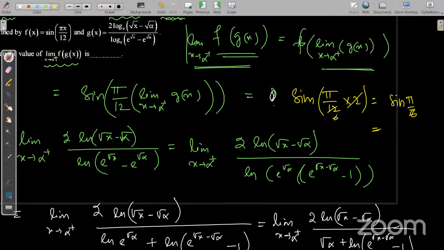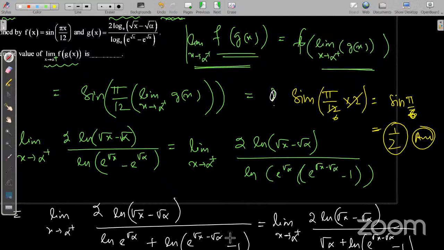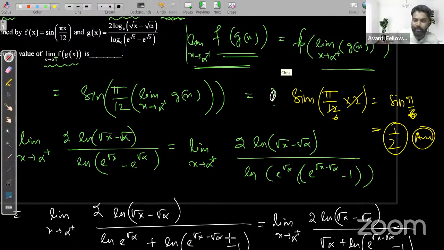So this question actually came last year, in your JEE Advanced 2022 questions. So sine of pi by 6 is 1 by 2. So the answer is 1 by 2. Clear everyone? Clear? Okay, so if it is clear, let's move to the next question.